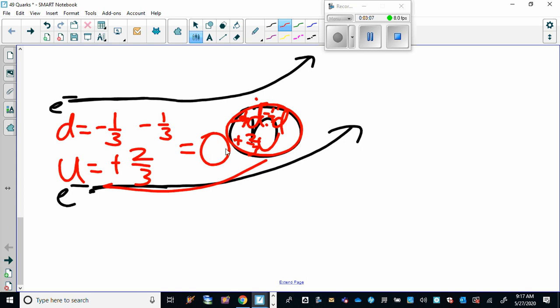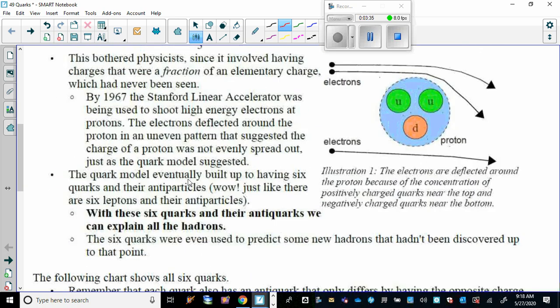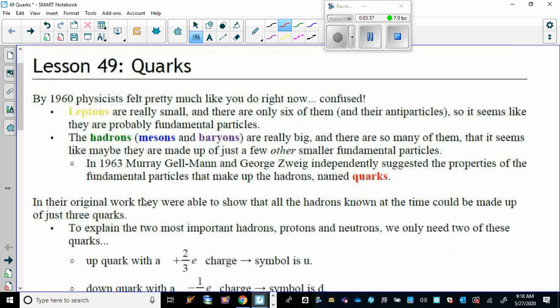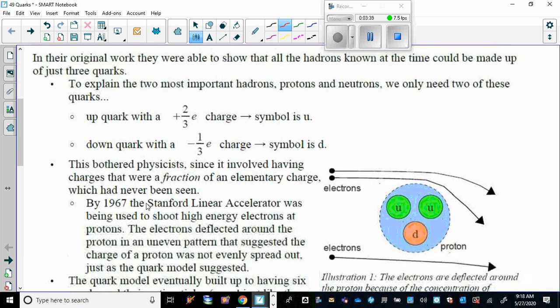At that time, 6 different quarks were discovered. The only ones that we deal with in Physics 30 are up and down quarks. The other ones are beauty, strange, charm, truth. I think those are the other ones. They're bizarre names. Up and down is just a little more for the simple-minded of us, like me. You can go back and read about this. That's just an explanation of how we discovered these charges.